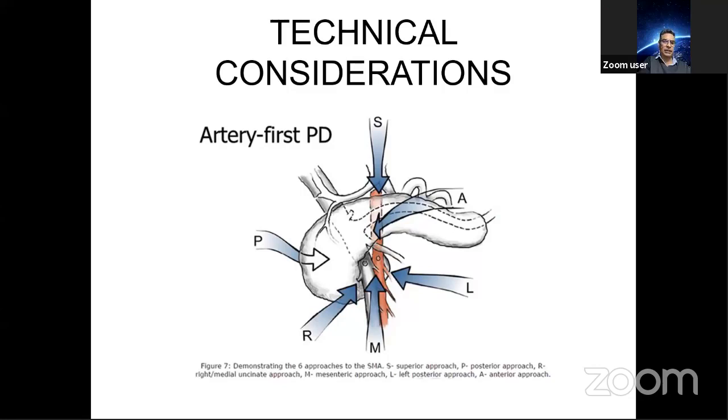Right, but one of the proposed advantages of using an artery first approach is that once you have disconnected the pancreatic uncinate process from the artery, your clamp time for the portal vein reduces, and you can get away with less ischemia on the liver.